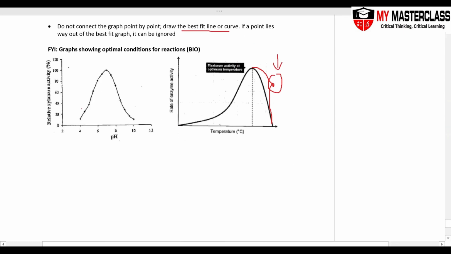Okay, for your information, good to know, we will also have this kind of graph moving forward. This graph and this graph, we will learn in biology in your enzyme reactions, and then we will discuss it again moving forward.